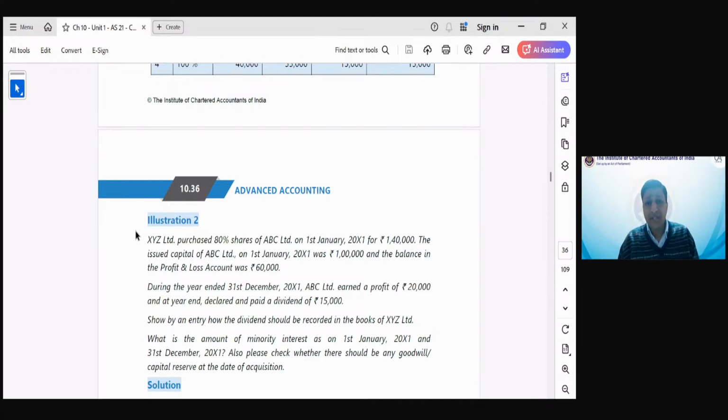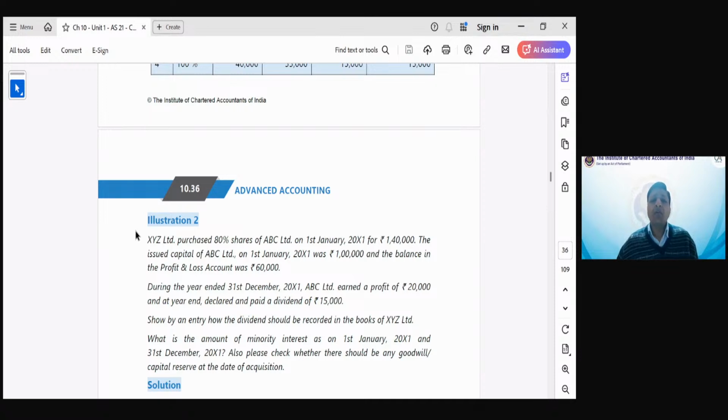Now during the year ended 31st December X1, now in this question, we have calendar year, ABC Limited earned a profit of 20,000. And at the year end, it declared and paid a dividend of 15,000. Show by an entry how the dividend should be recorded in the books of XYZ.